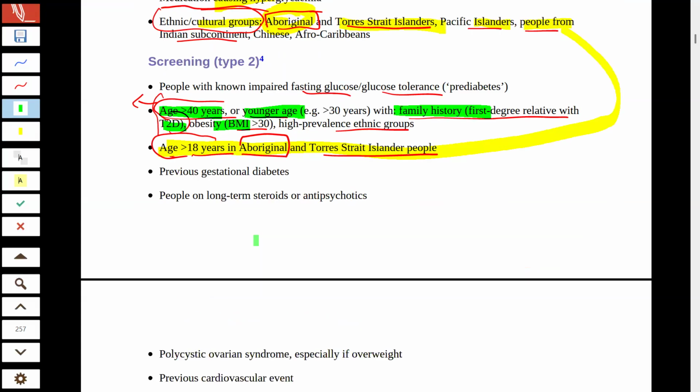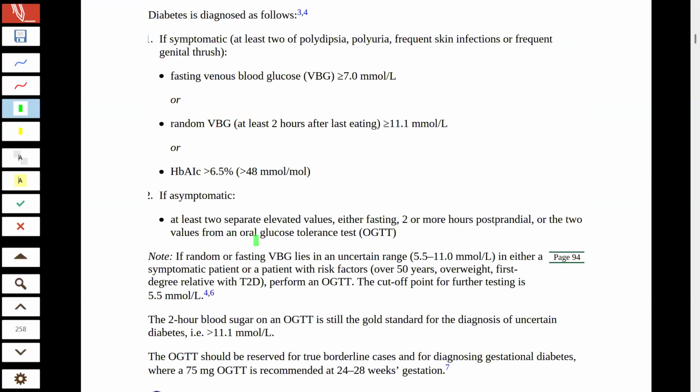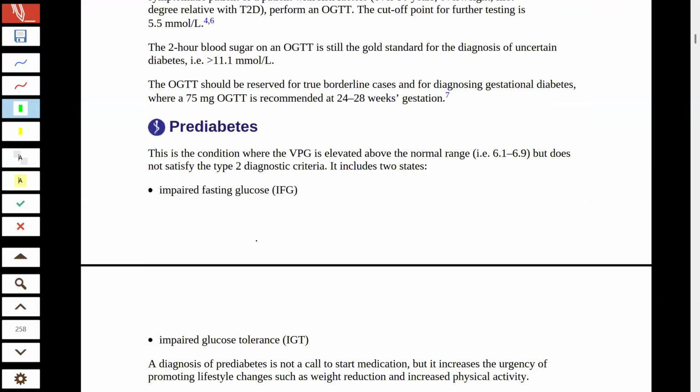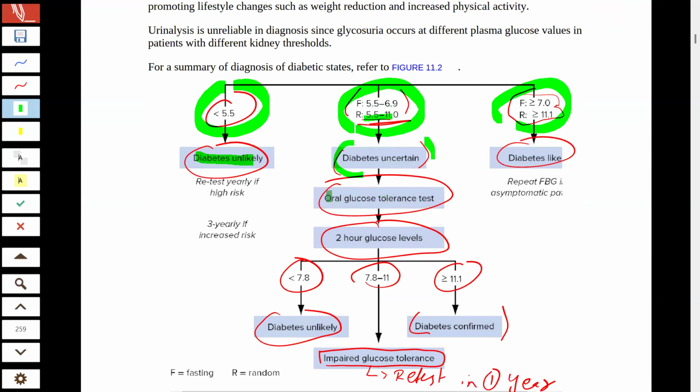Okay, move to next. Diagnosis, we have already done. So the things I discussed, follow that only. And for diagnosis, this is the table we already discussed, with the latest guideline. If less than 5.5, diabetes is unlikely. If 5.5 to 6.9 fasting, or random 5.5 to 11, diabetes is uncertain. So we will go for an oral glucose tolerance test and 2-hour glucose level.